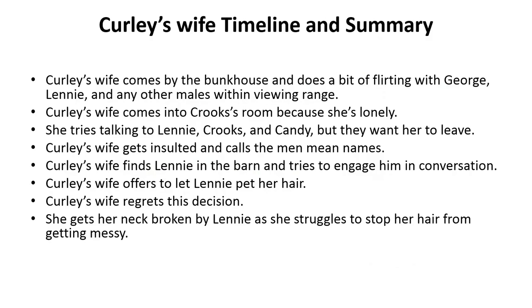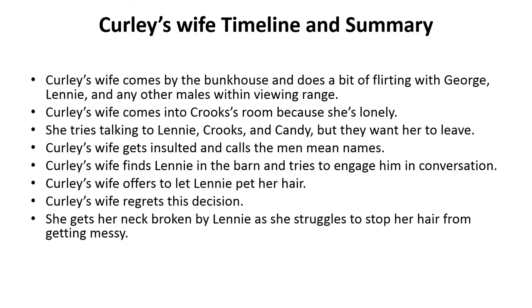This is a timeline and a very, very basic summary of what happens to Curly's wife as we go through the novel. Okay, so from chapter 2, when Curly's wife comes by the bunkhouse and does a bit of flirting with George and Lenny and any other males within viewing range, Curly's wife comes to Crooks's room because she's lonely. This is in chapter 4 then. She tries talking to Lenny, Crooks and Candy, but they want her to leave. Curly's wife gets insulted and calls the men mean names.